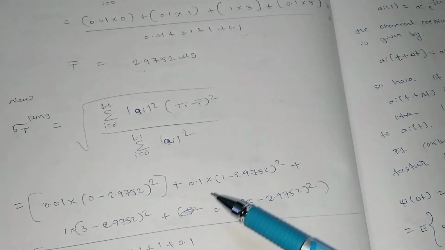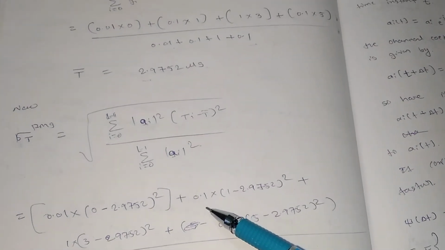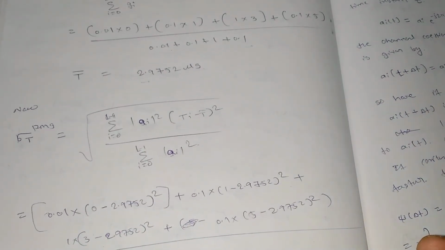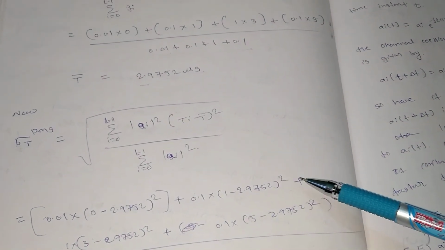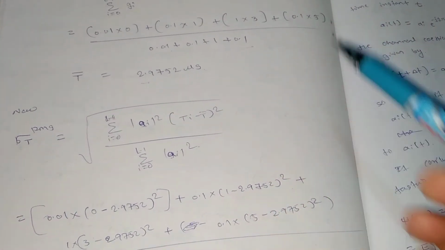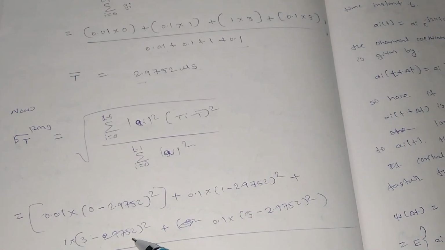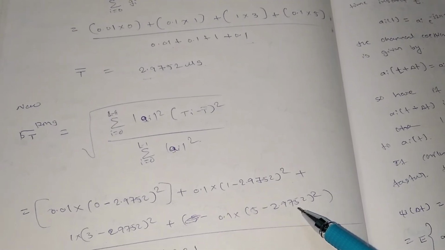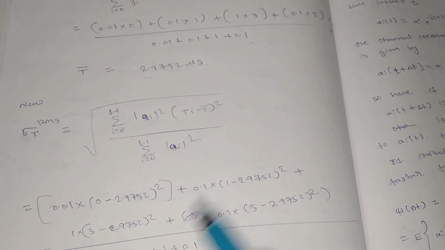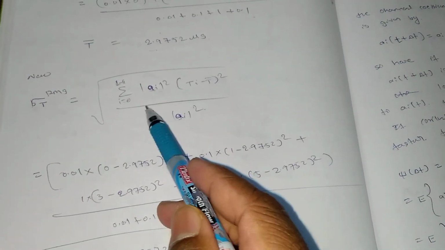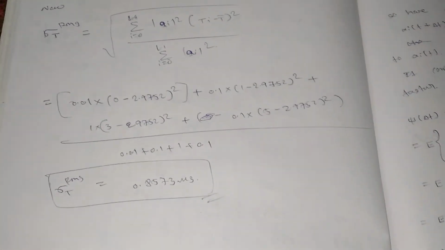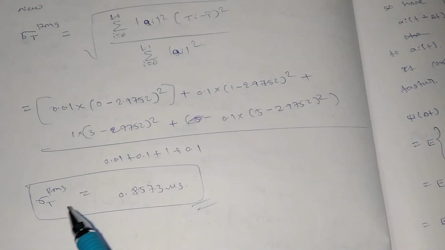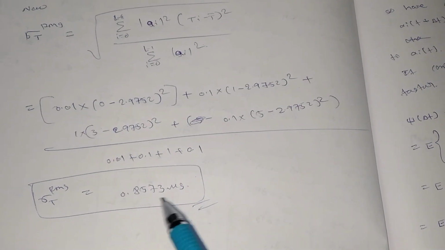Now go to the second one, 0.1, into 1 minus the mean delay 2.9752, and square this. Similarly for the others: 1 into (3 minus 2.9752) whole square, plus 0.1 into (5 minus 2.9752) whole square, divided by the denominator, written as it is, the sum of Ai square. The square and this root will cancel, so don't worry, just write as it is. If you calculate it in the calculator, you will get 0.8573 microseconds.